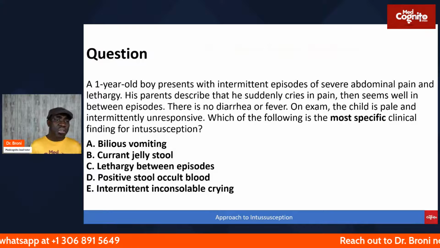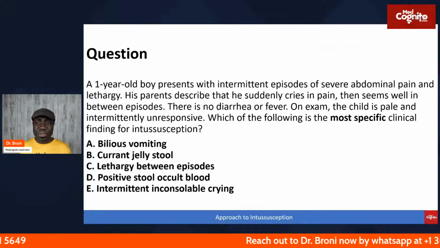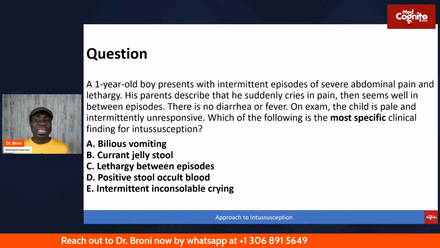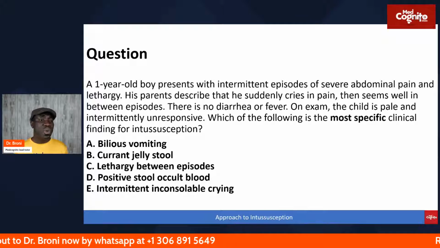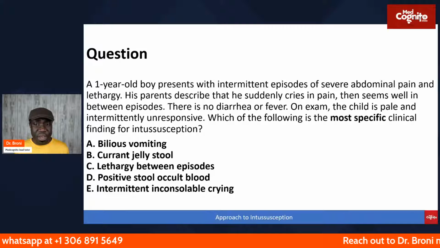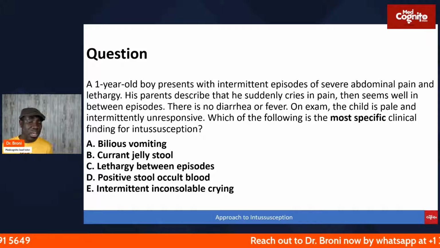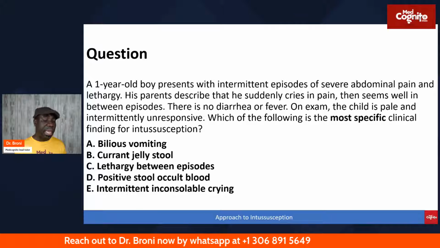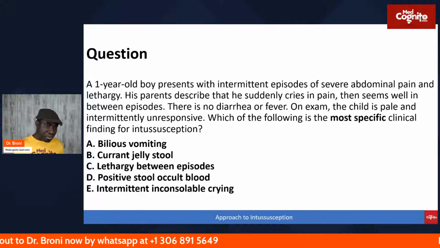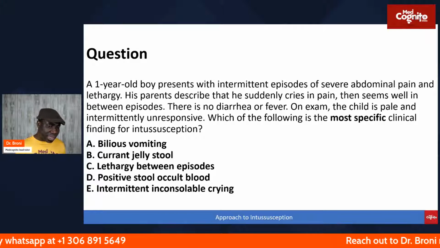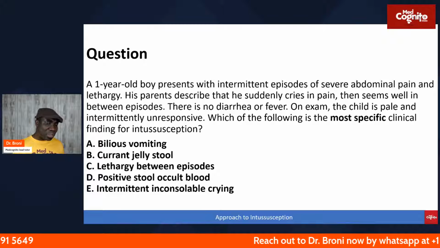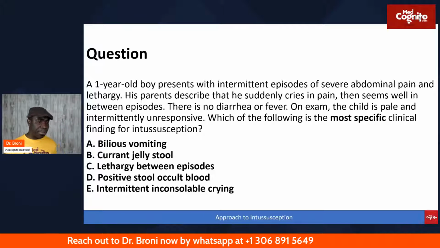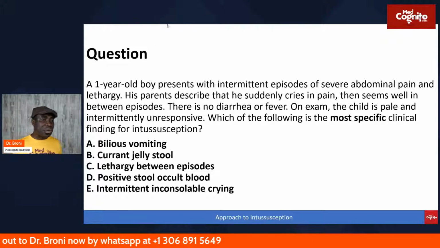Now, next question. You have a 1-year-old boy who presents with intermittent episodes of severe abdominal pain. His parents describe that he suddenly cries in pain, then seems well in between episodes. There is no diarrhea or fever. On exam, the child is pale and intermittently unresponsive. Which of the following is the most specific clinical finding? A. Bilious vomiting. B. Currant jelly stool. C. Lethargy between episodes. D. Positive stool occult blood. And E. Intermittent inconsolable cry.